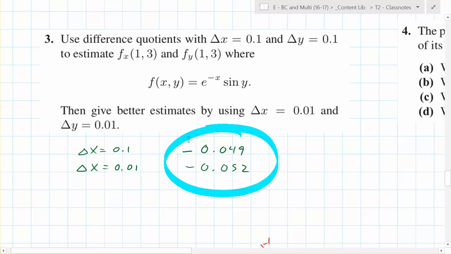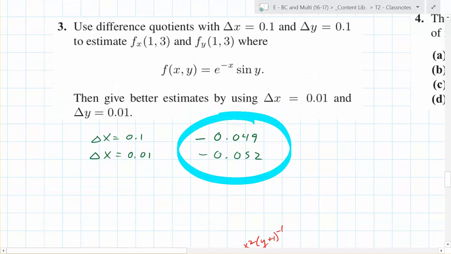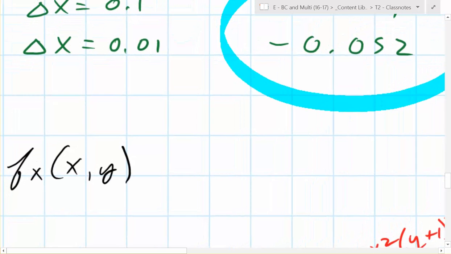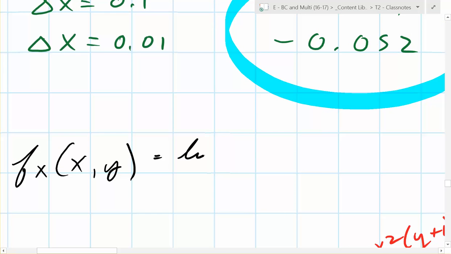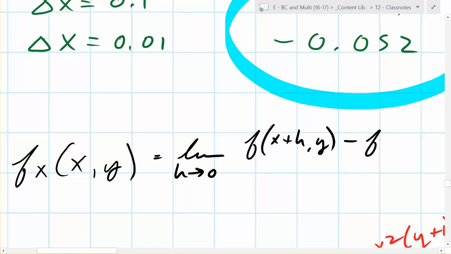Now, could you use the limit definition? Sure, if you wanted. f_x, again, is that x or y fixed? Y is fixed. So that's going to be the limit as h goes to 0 of what? f of (x plus h, y) minus f of (x, y), yeah, sure. We'll keep it as a function all over what? h. Now, you could run a limit on this.